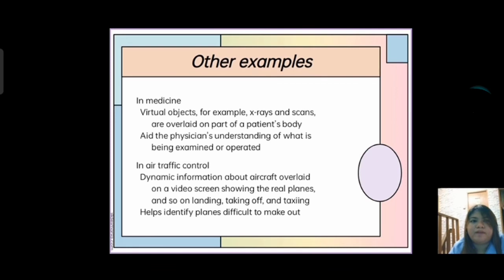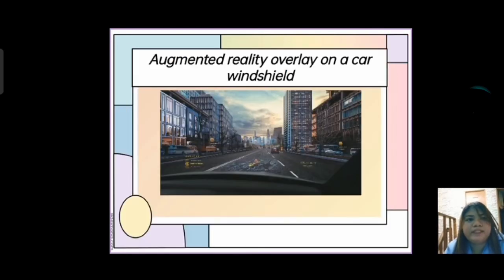In medicine, virtual objects, for example X-rays and scans, are overlaid on part of the patient's body to aid the physician's understanding of what is being examined or operated on. In air traffic control, dynamic information about aircraft is overlaid on a video screen showing the real planes landing, taking off, and taxiing, to help identify planes that are difficult to make out. Augmented reality can also be overlaid on a car windshield.